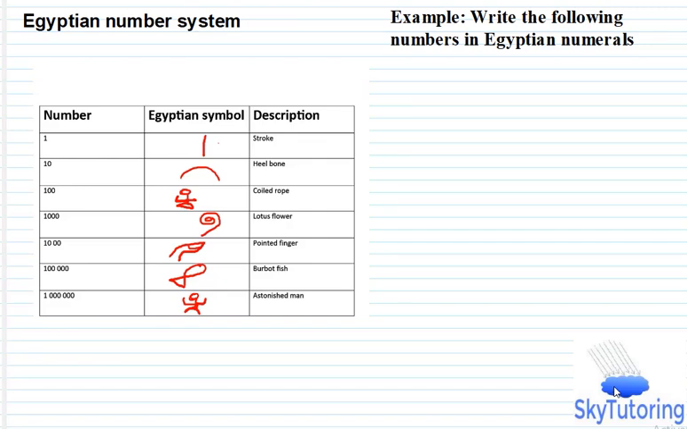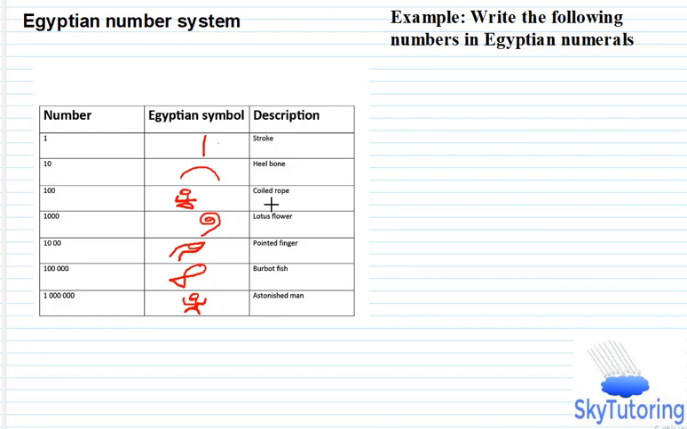In this video, we will be looking at the Egyptian number system. This system dates back to about 3000 BC and it was popularized by the Egyptians. The system allowed them to represent numbers from 1 to over a million. I've been able to draft out the symbols in the table. So we have 1, 10, 100, right up to a million, and these are the symbols that are used to represent these various numbers.